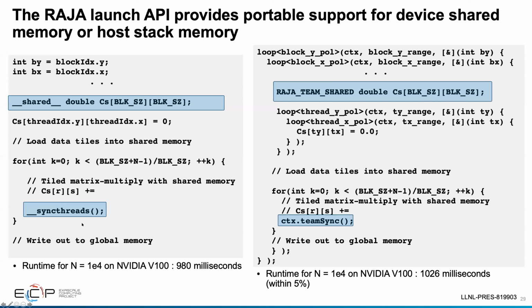And then this particular algorithm requires thread synchronization. And as I mentioned before, we can use the RAJA launch context to perform synchronizations within teams of threads. So to do that, we would just call a team sync method. And lastly, the runtime. The runtime here is within 5% of the native CUDA implementation.